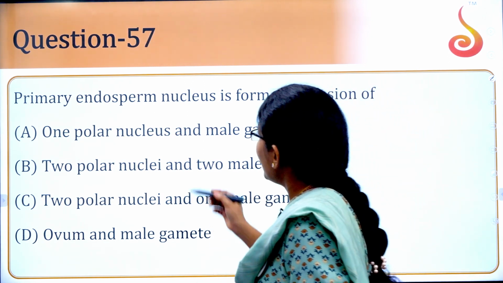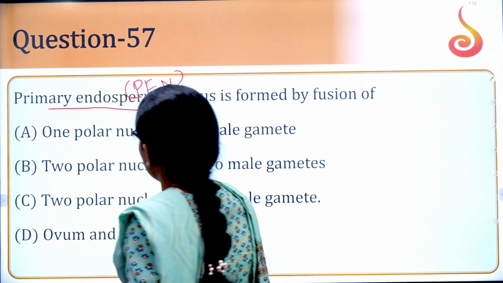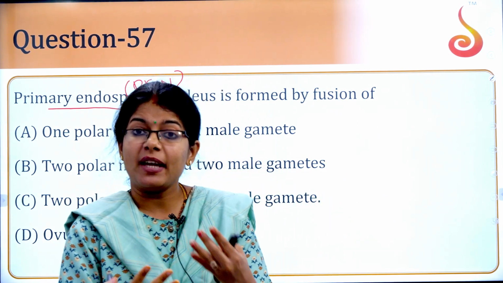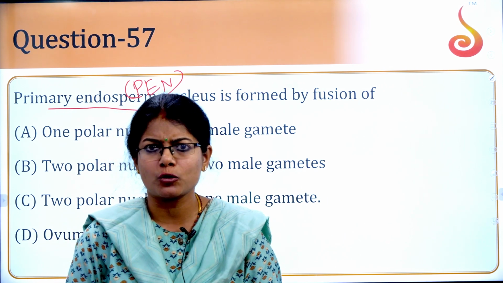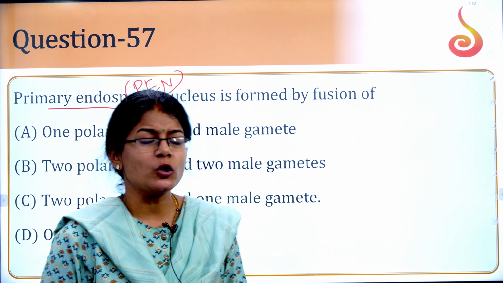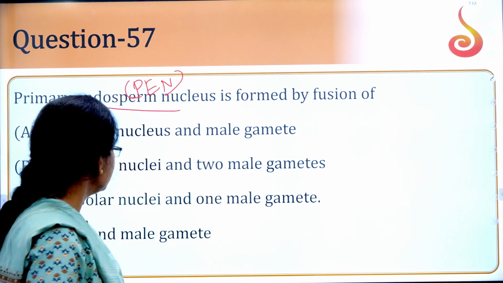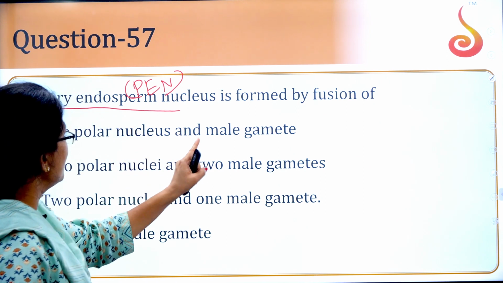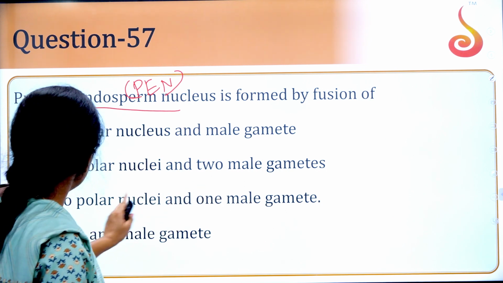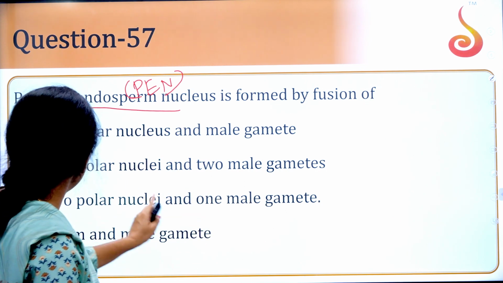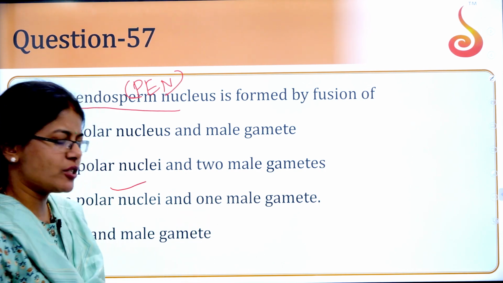Primary endosperm nucleus, that is PEN. Even last year there was a question on PEN. Now you can remember, those who are going to appear next year, students, see to it that these are repeated from the same subtopic. So please emphasize those subtopics of the chapter. This is coming from sexual reproduction in flowering plants, right? So the PEN nucleus is formed by the fusion of 2 polar nuclei and 1 male gamete, option C.